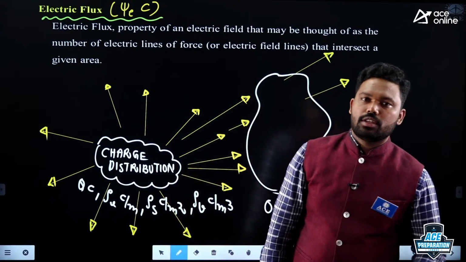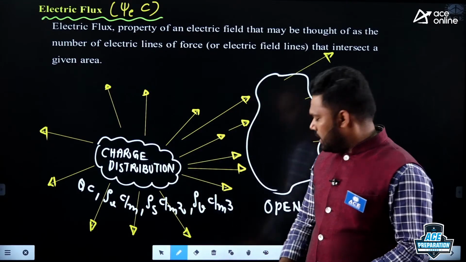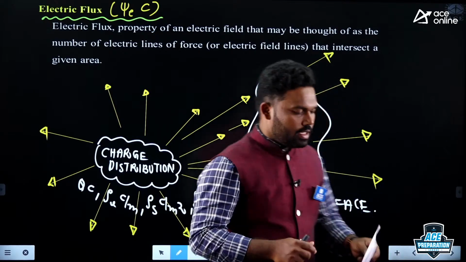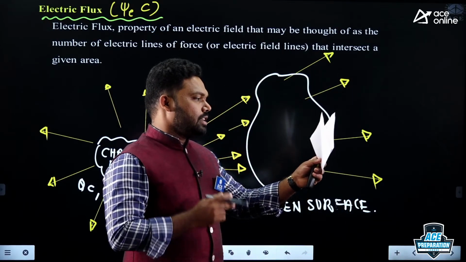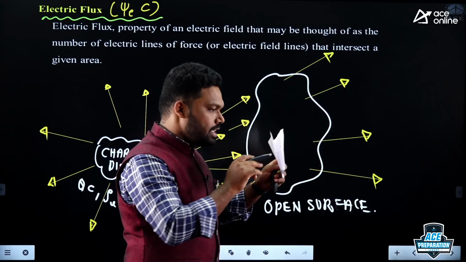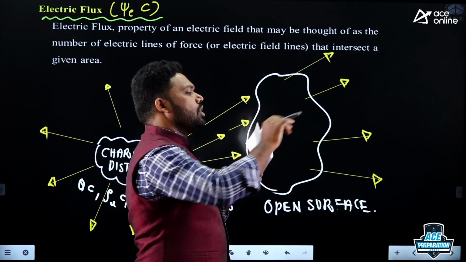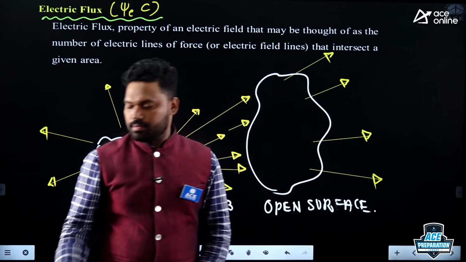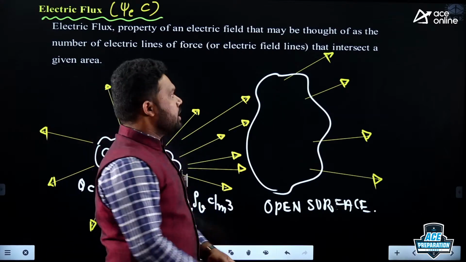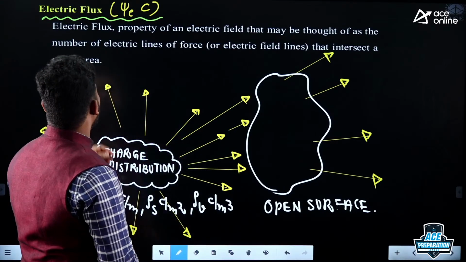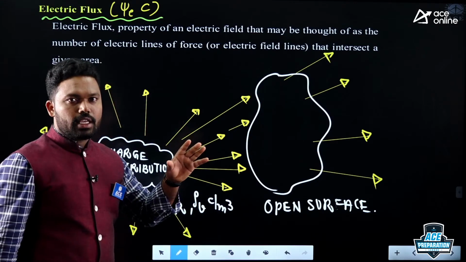So these are the different words we have used. Here is a charge, and this is a surface. The electric field lines are intersecting, or flowing through, or crossing the surface. Fine. Now read out this statement. What has he given? Electric flux. How do you understand the electric flux?